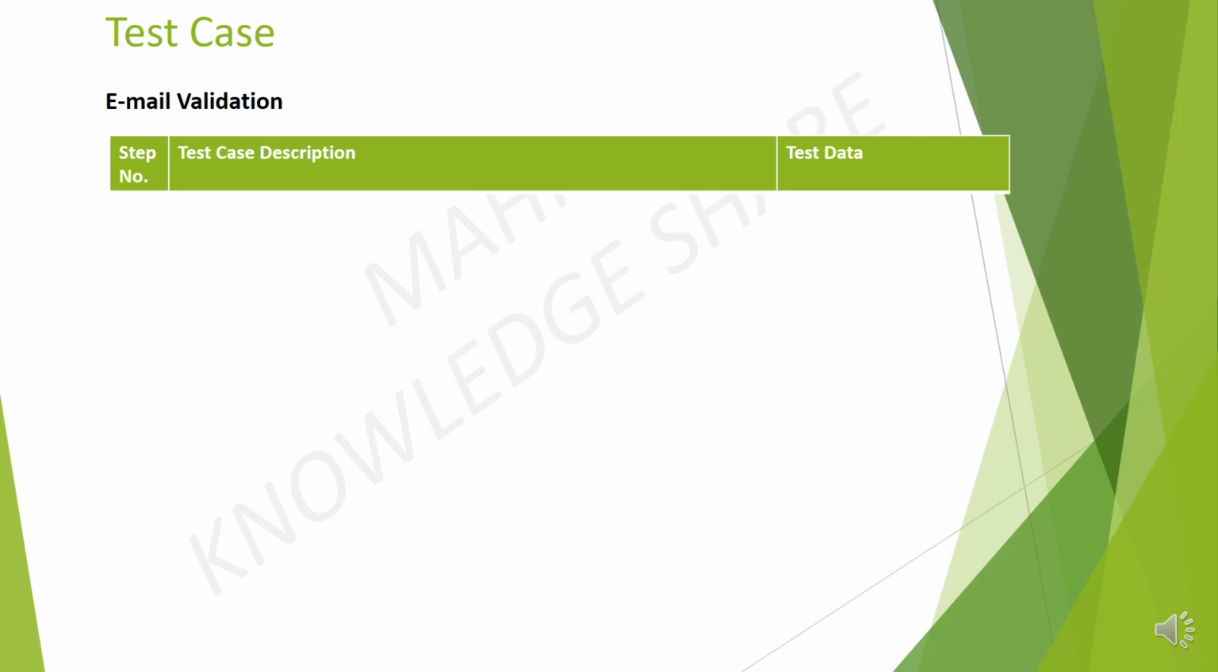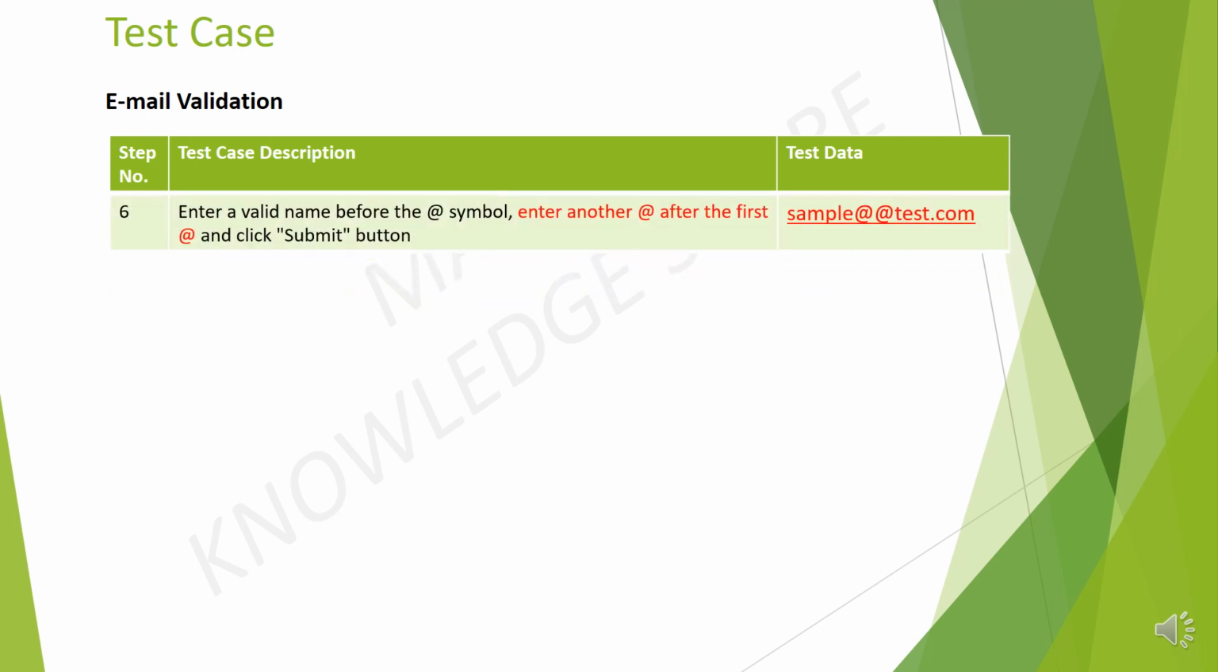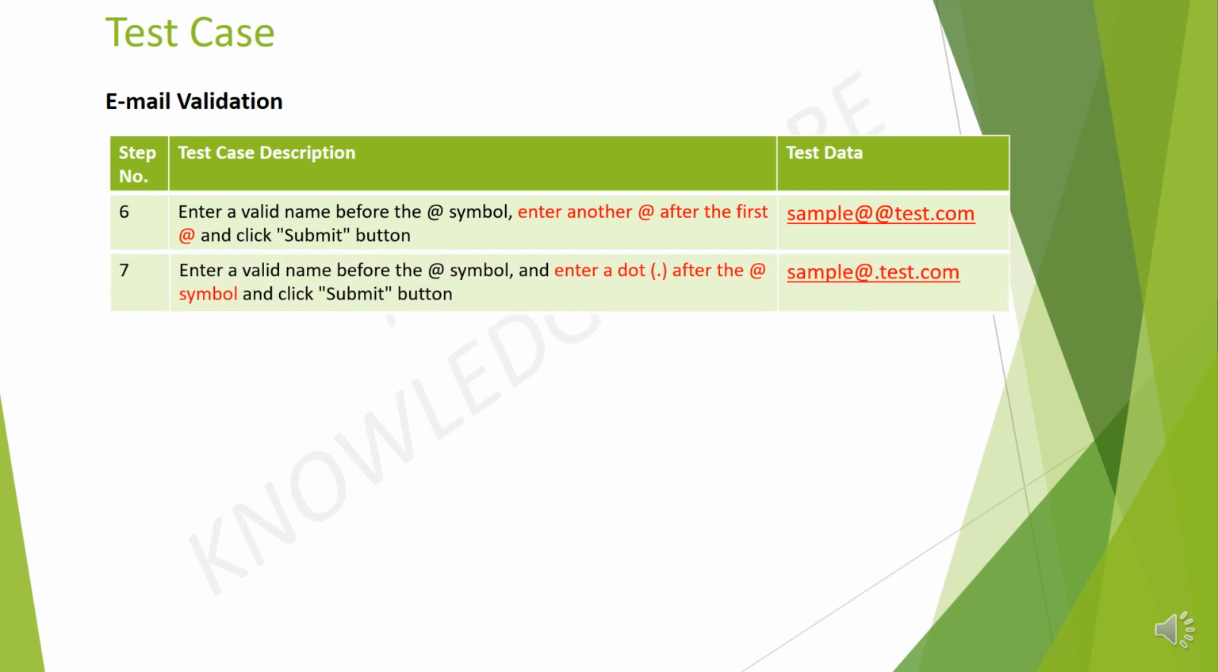Test case number 6. Enter a valid name before the @ symbol. Enter another @ symbol after the first @ symbol and click the submit button. Test case number 7. Enter a valid name before the @ symbol and enter a dot after the @ symbol and click the submit button.